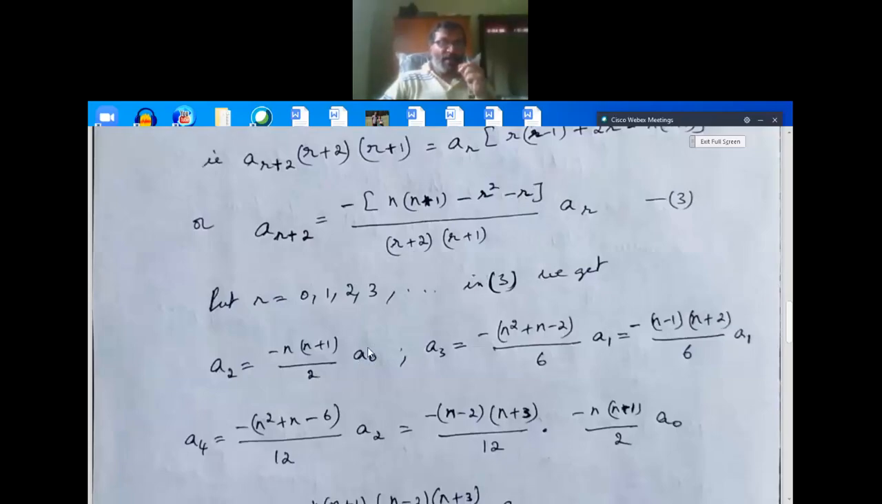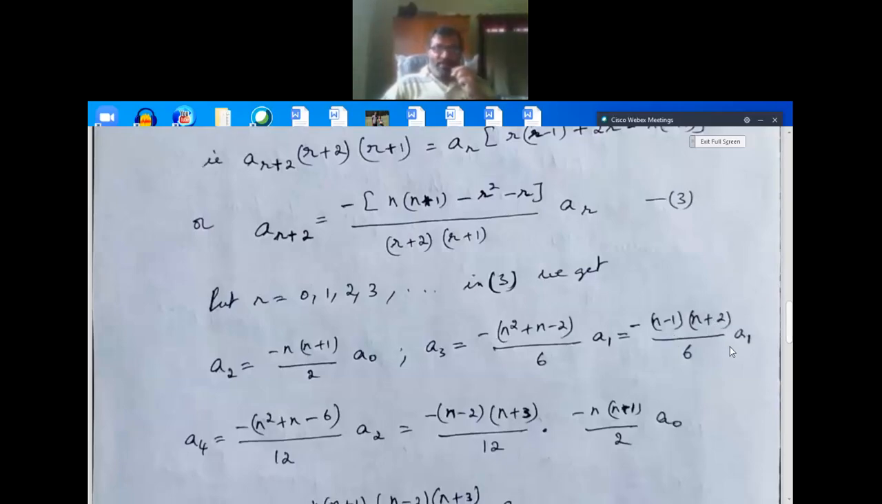Then I put r as 1. If I put r as 1, I'll get 1 plus 2, 3. That is a3 is equal to minus of this, r as 1 means it will be minus 1, that is minus 2. So simplify it, you will get minus of n squared plus n minus 2 divided by 6 into r is 1, so a1. This can be factorized and written as minus of n minus 1 into n plus 2 divided by 6 into a1. I hope all of you know how to factorize it.